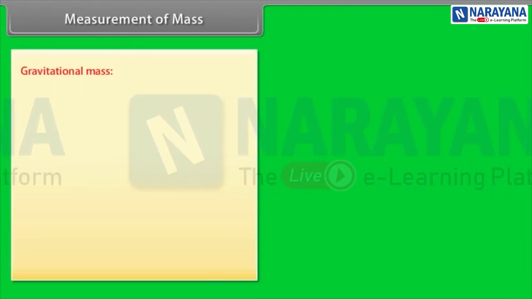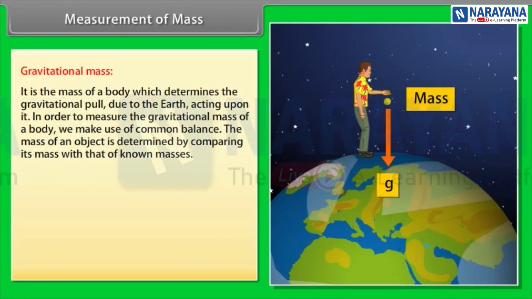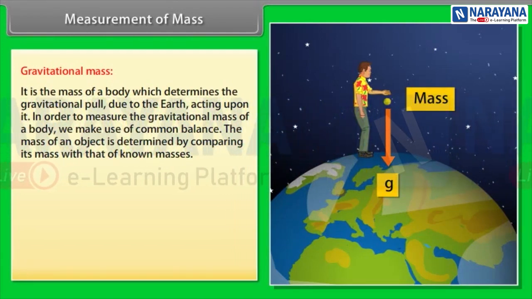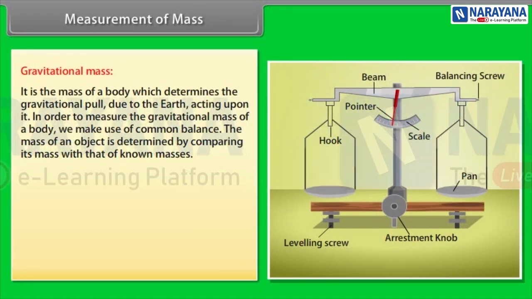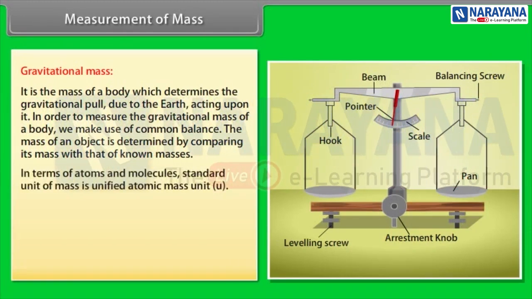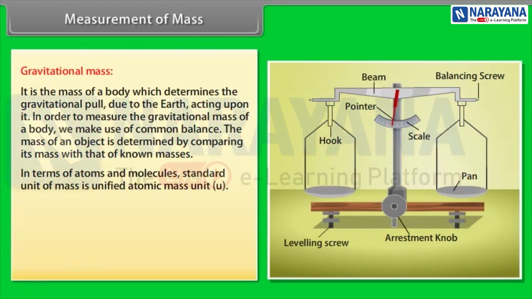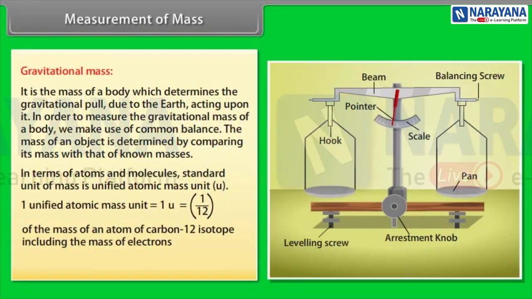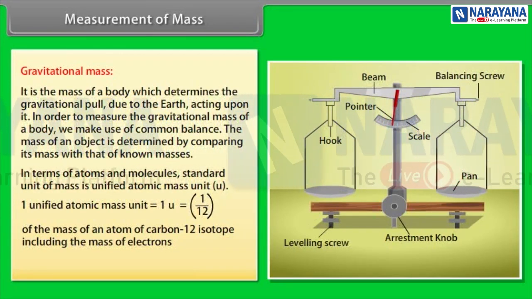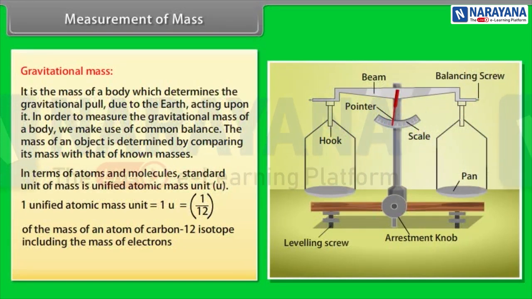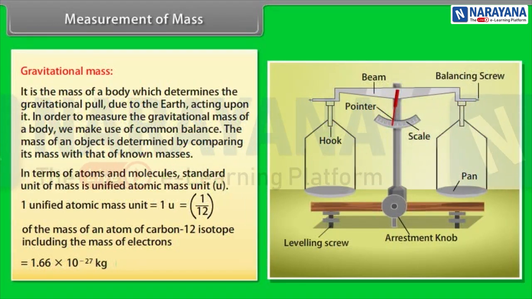Gravitational mass. It is the mass of a body which determines the gravitational pull due to the earth acting upon it. In order to measure the gravitational mass of a body, we make use of common balance. The mass of an object is determined by comparing its mass with that of known masses. In terms of atoms and molecules, the standard unit of mass is the Unified Atomic Mass Unit, that is u. 1 unified atomic mass unit, 1 u, is equal to 1/12 of the mass of an atom of carbon-12 isotope including the mass of electrons, which is equal to 1.66 × 10^-27 kg.